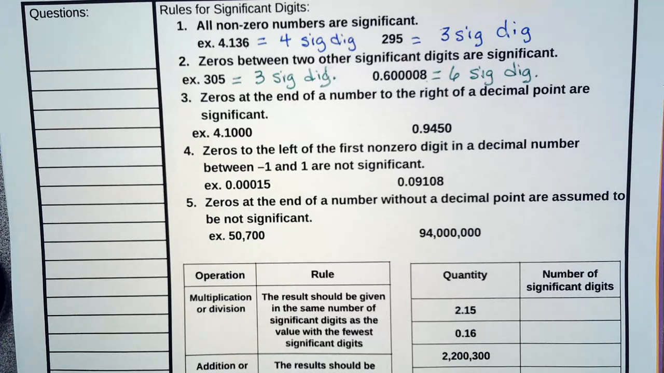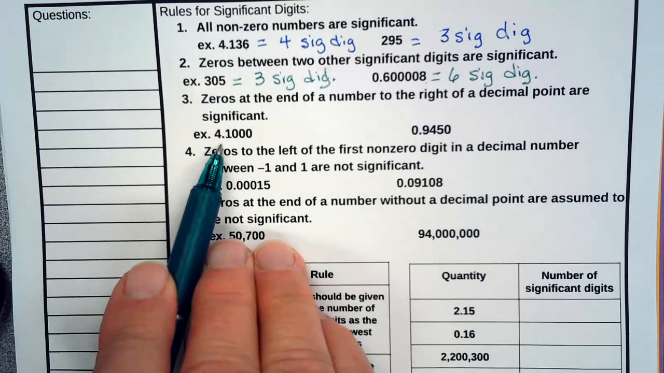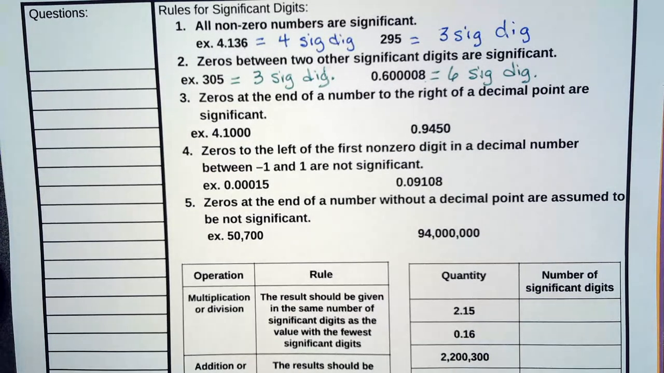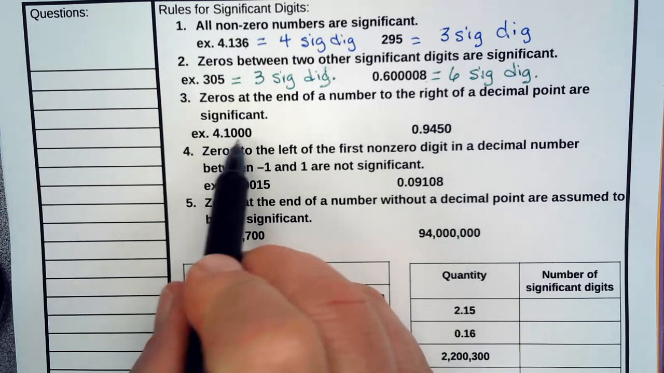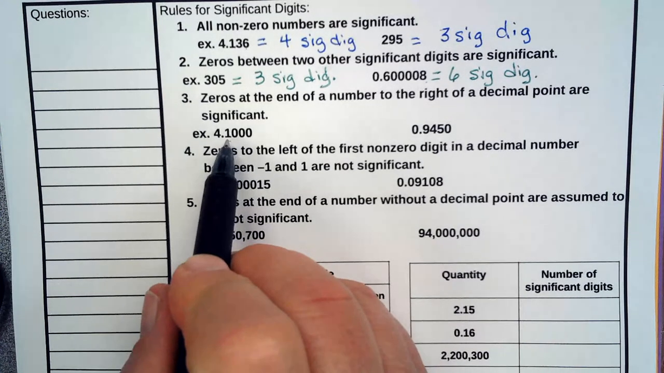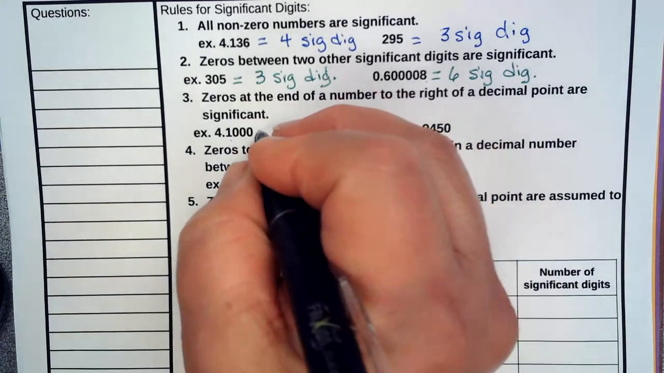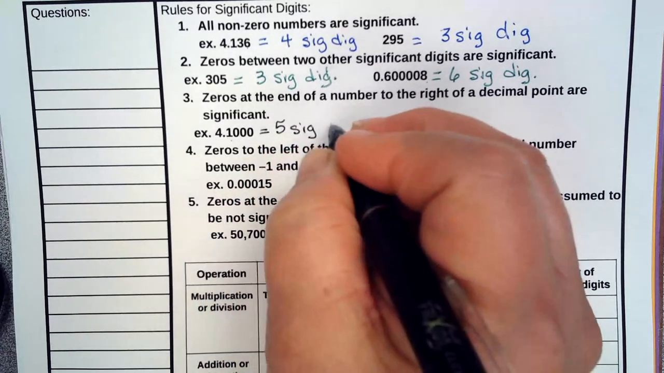Zeros at the end of the number to the right of a decimal point are significant. Here's my decimal point. Here's to the right. How many do I have there? I've got 3 zeros. They're all to the right. 1, 2 more. So 3 plus 2 is 5. This one has 5 significant digits.